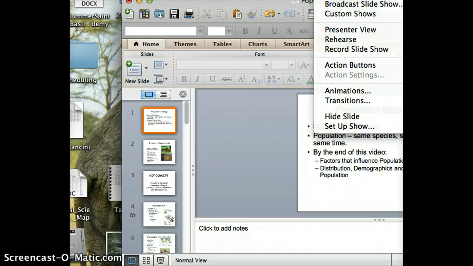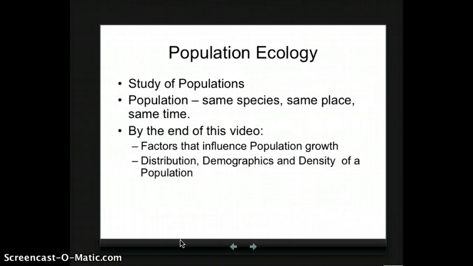Today what we're going to look at is... I want to remind you first that a population is a group of individuals of the same species living in the same geographic area at the same time. So when we talk about this, we're talking about same species, same place, same time. Factors that influence how that population grows in number. And we're also going to talk about how that population is distributed in space, the vital statistics of that population, and the density of that population.